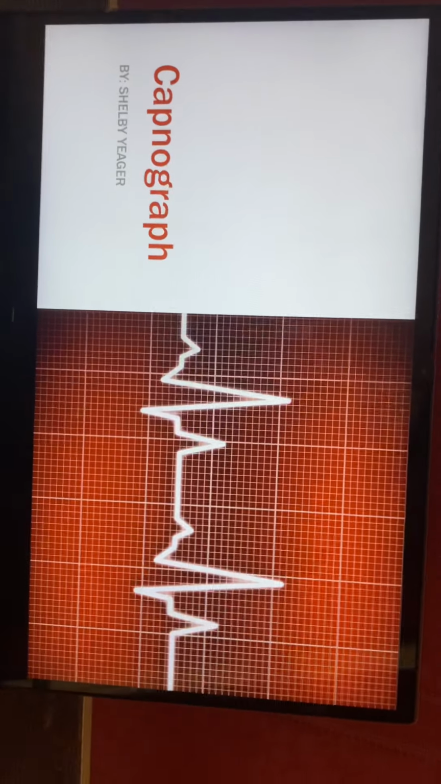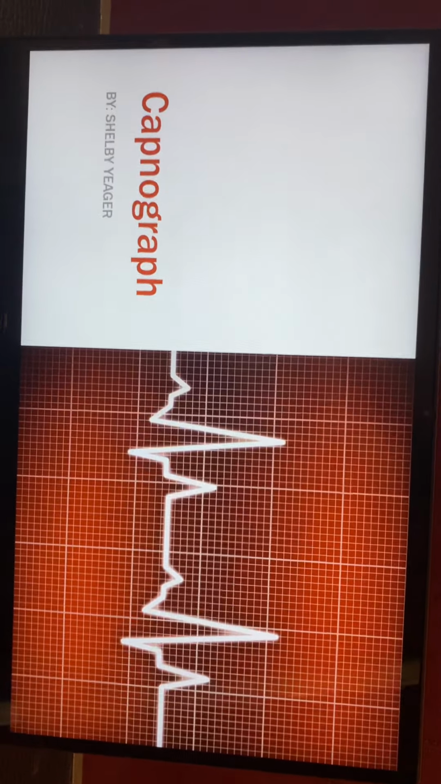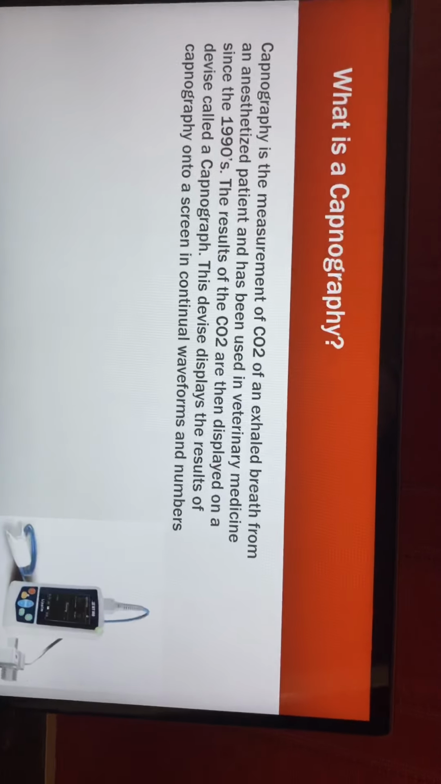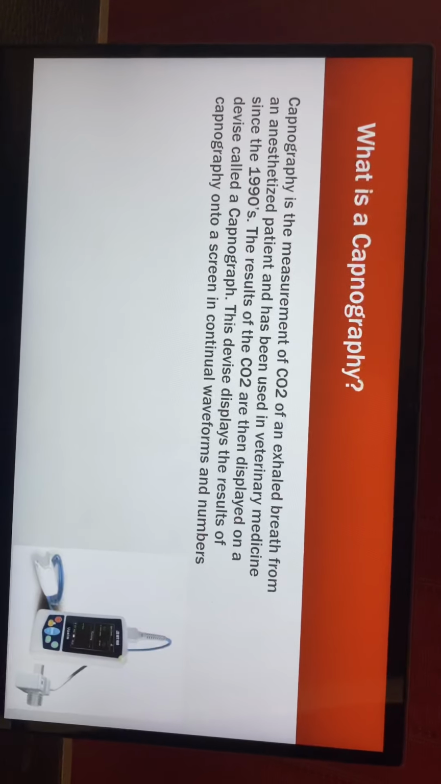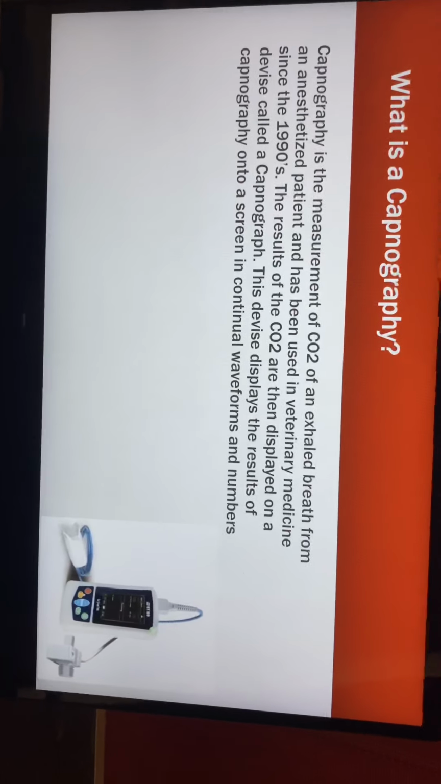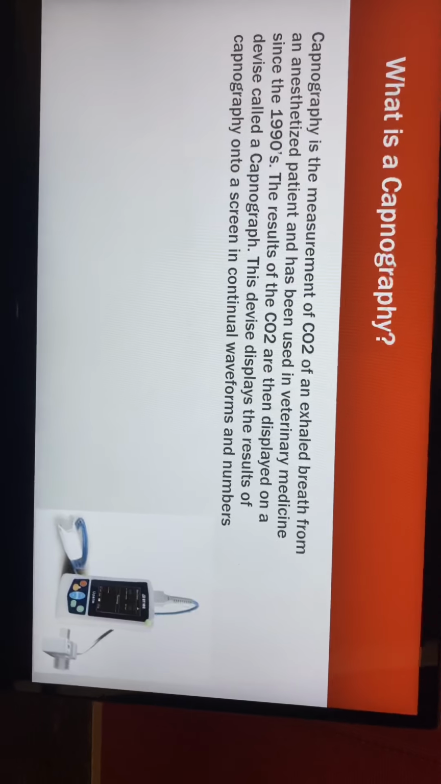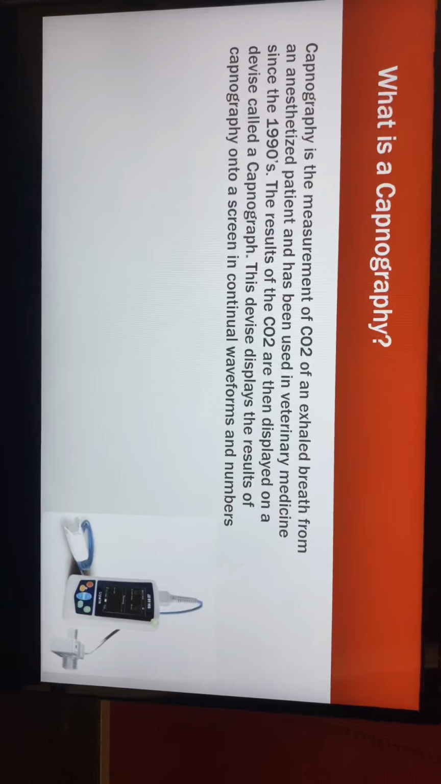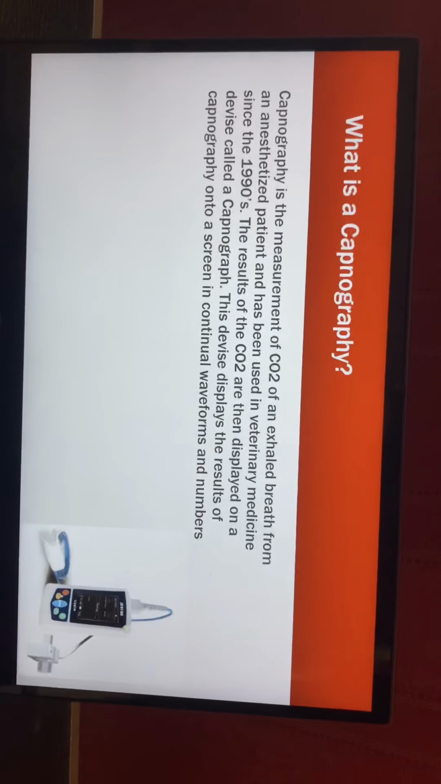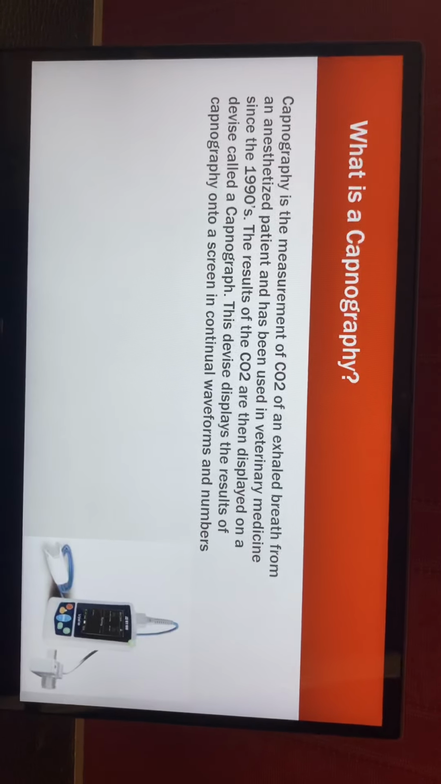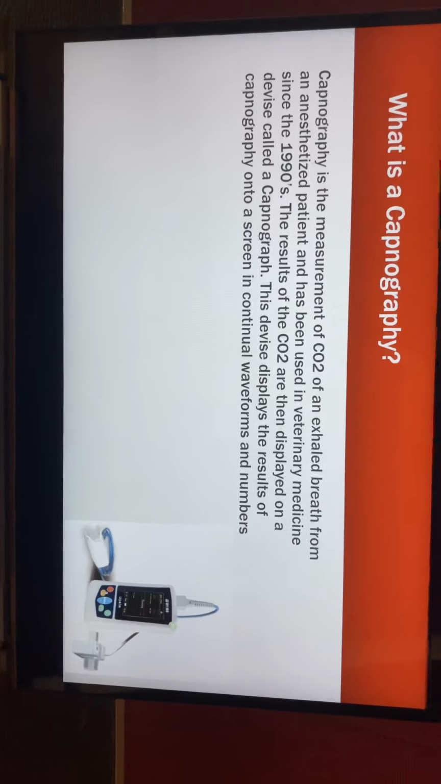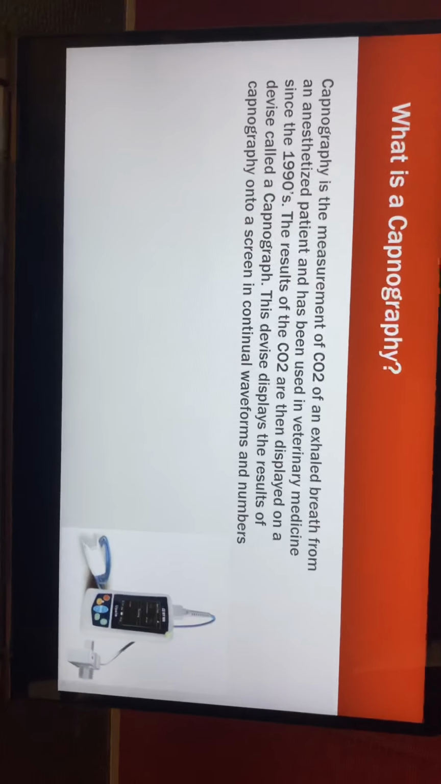We have our PowerPoint, Capnograph by Shelby Yeager. The first thing we need to understand is, what is capnography? Capnography is the measurement of CO2 in an exhaled breath from an anesthetized patient. It has been used in veterinary medicine since the 1990s. The results of the CO2 are then displayed on a device called a capnograph. This device displays the results of capnography on a screen in continual waveforms and numbers. Here is an example of one. There are many different types. We are only going to be going over one type of capnograph.